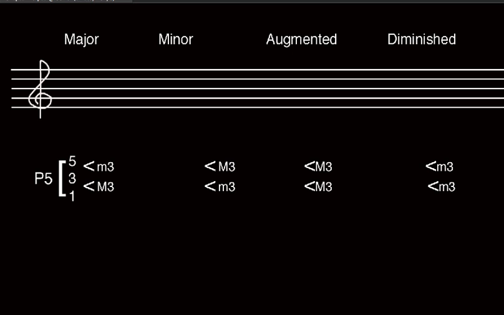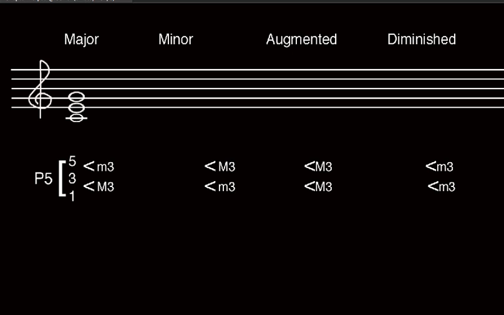So if we look at, for example, C major, here it is. We have C, E, and G. C to E is a major third, and E to G is a minor third, and C to G is a perfect fifth. So here's a C major triad. And that is what a major triad sounds like.